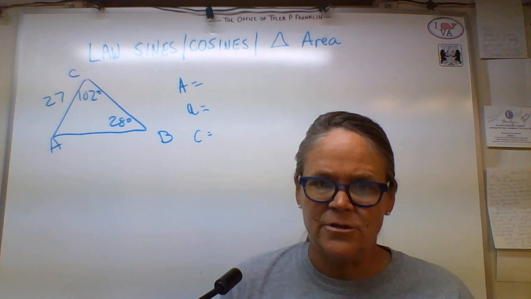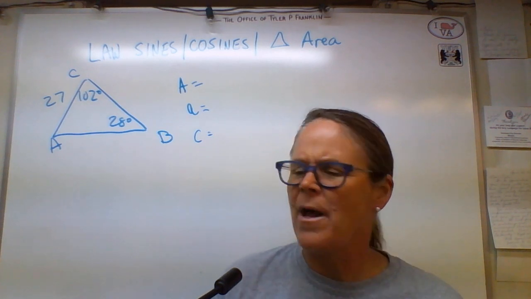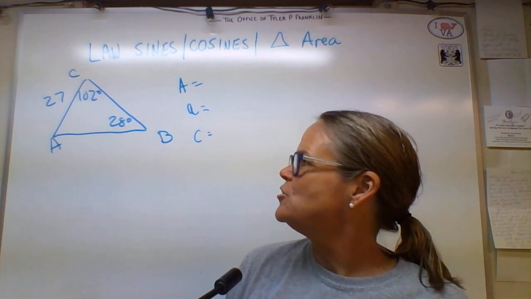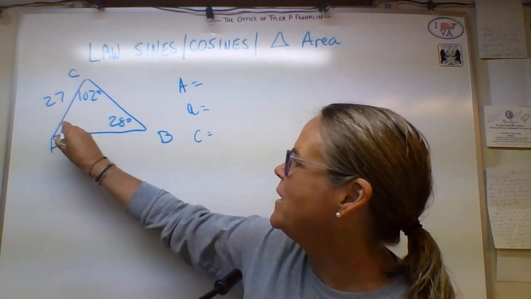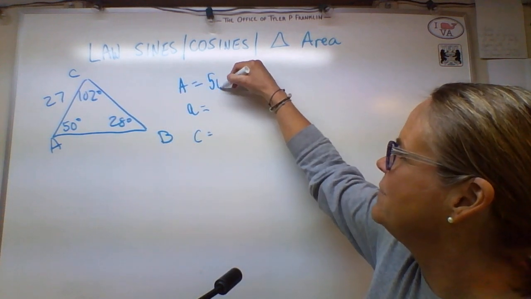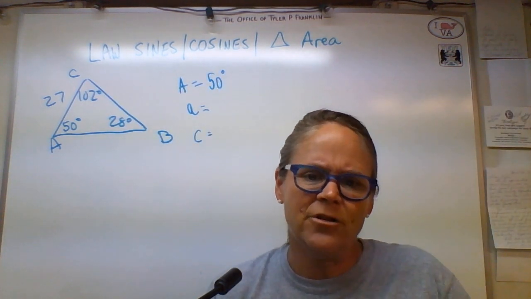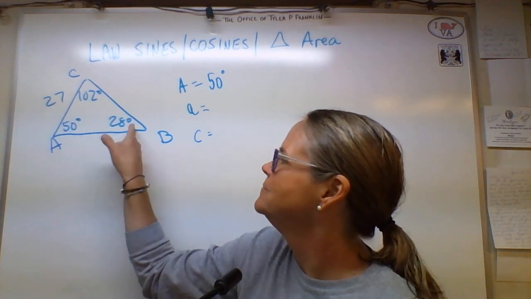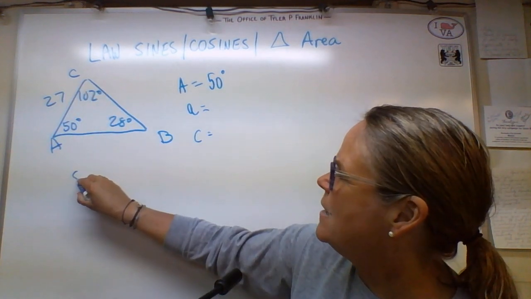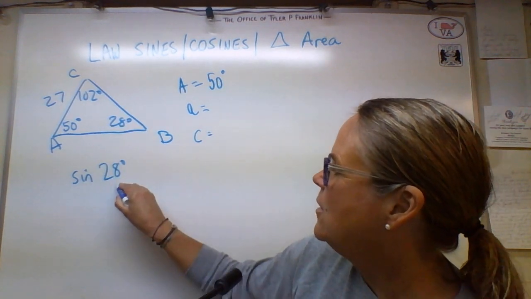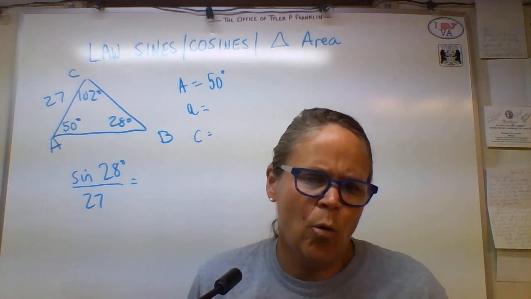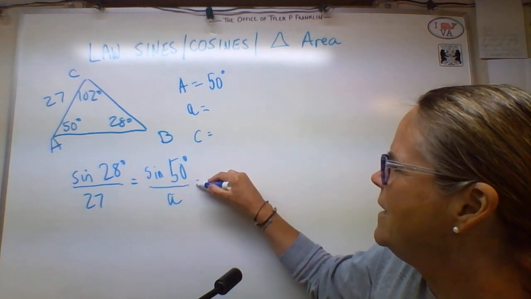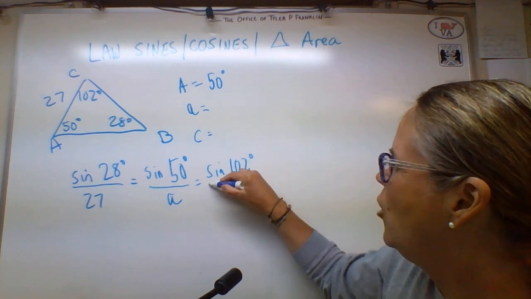Now, which one am I going to use? I look at my picture. The first thing you want to always remember: if you have two angles, you can always find the third. So you would add those two up, 130, subtract from 180, angle A would have to be 50. Now, what am I going to use, law of sines or law of cosines? Do I have a side across from an angle? I do. So I'm going to set up sine of B over B, and the order doesn't matter, sine of A, which would be 50, over side A, sine of C over side C.